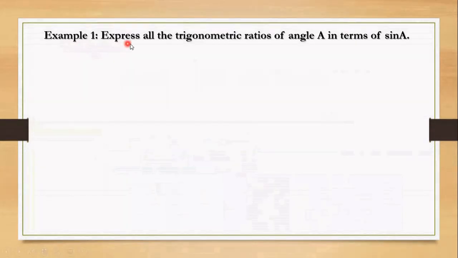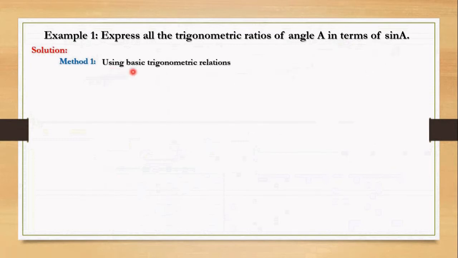Example 1. Express all the trigonometric ratios of angle A in terms of sin A. Here we are going to use method 1, that is using basic trigonometric relations. We have explained this one in our previous example also. Look here students, sin A equals sin A. That is, sin A is expressed in terms of sin A itself.